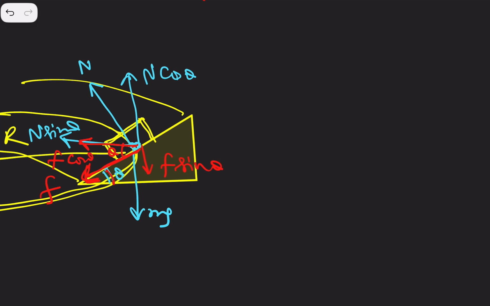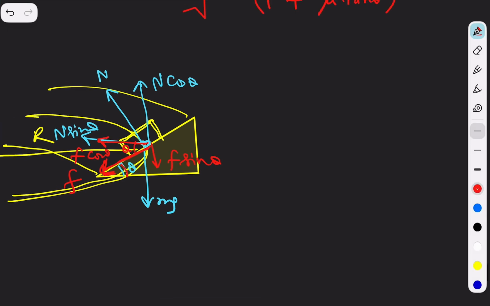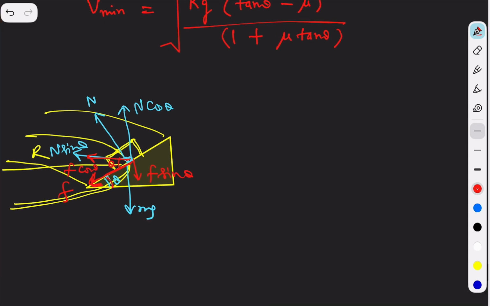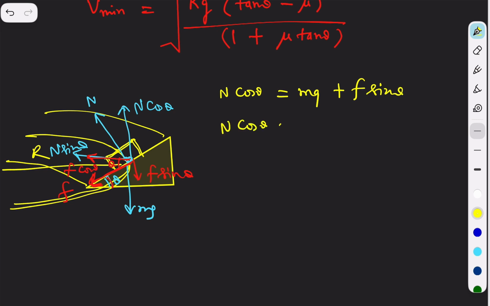So now guys, I'll go back to explain this case of v maximum calculation. What we can write here is that N cos theta will be equal to mg plus f sin theta. And because we are talking about the limiting condition, of course friction will be at its maximum value, so it will be mu N sin theta.